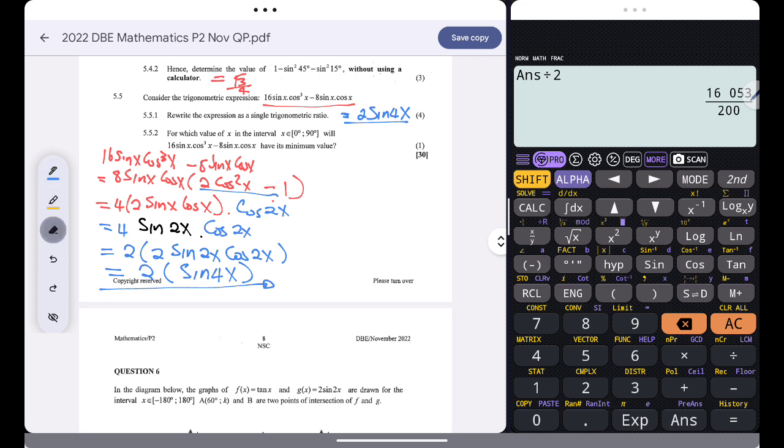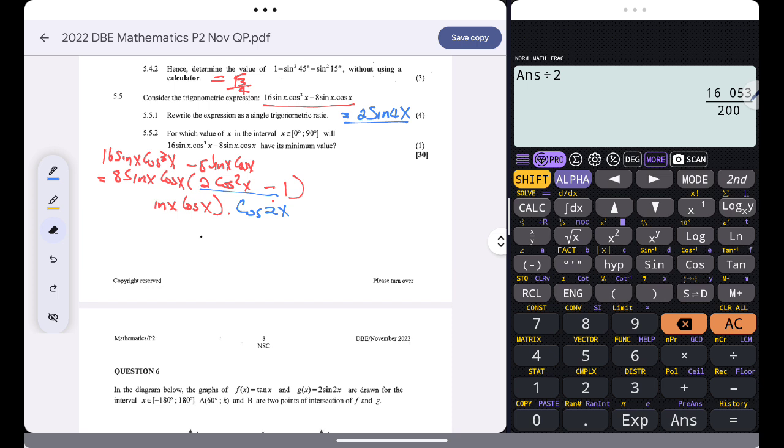Okay, so now they're asking us for which values of x in that interval will that expression have a minimum? Okay, the minimum value for that expression, how can we find the minimum value?